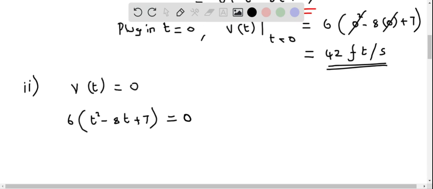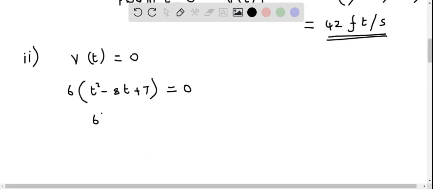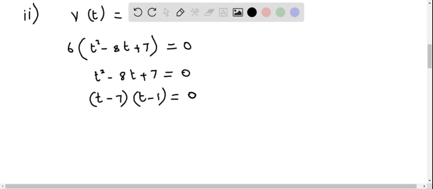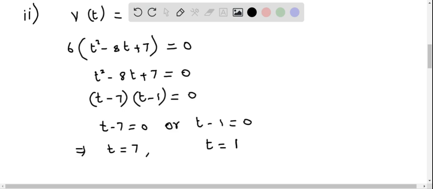Now I divide both sides by 6. So I can simplify this as t squared minus 8t plus 7 equal to 0. Now I can write this in factor form. This is equal to t minus 7 times t minus 1 equal to 0. Now I can find t from this equation by setting either t minus 7 equal to 0 or t minus 1 equal to 0. If I add 7, this gives t equal to 7. And when I add 1, this gives t equal to 1.